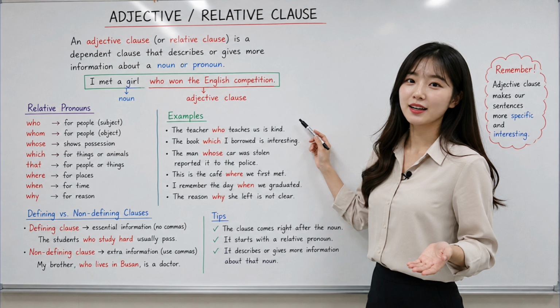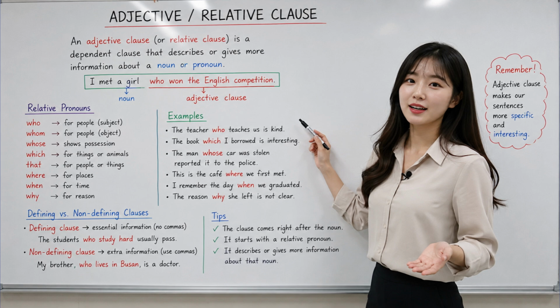That brings us to the end of today's lesson on adjective relative clauses. Today, we've learned what adjective clauses are, why they are important, how to use the different relative pronouns such as who, whom, whose, which, that, where, when, and why, and how they help us combine ideas into clear, natural, and fluent English sentences. We also explored the differences between defining and non-defining clauses, learned how to reduce adjective clauses, and practiced using them in real-life situations.